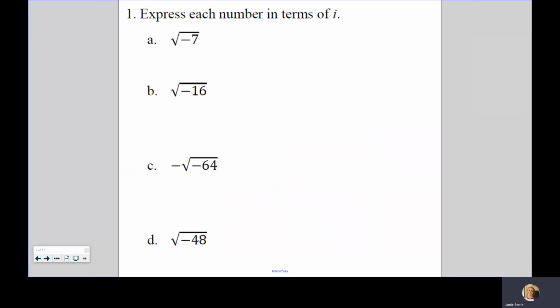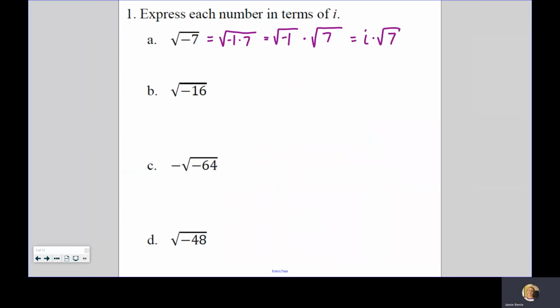All right, so let's start by just doing some simple problems where we express numbers in terms of i. All right, so here we have the square root of -7. Let me show you how this works. The way that we do this is we really are splitting this up and we're saying, okay, well, -7 could be written as -1 times 7. And according to our properties of radicals, we know that we could split that up into the square root of -1 times the square root of 7. We know that the square root of -1 is i, so that would be i times the square root of 7.